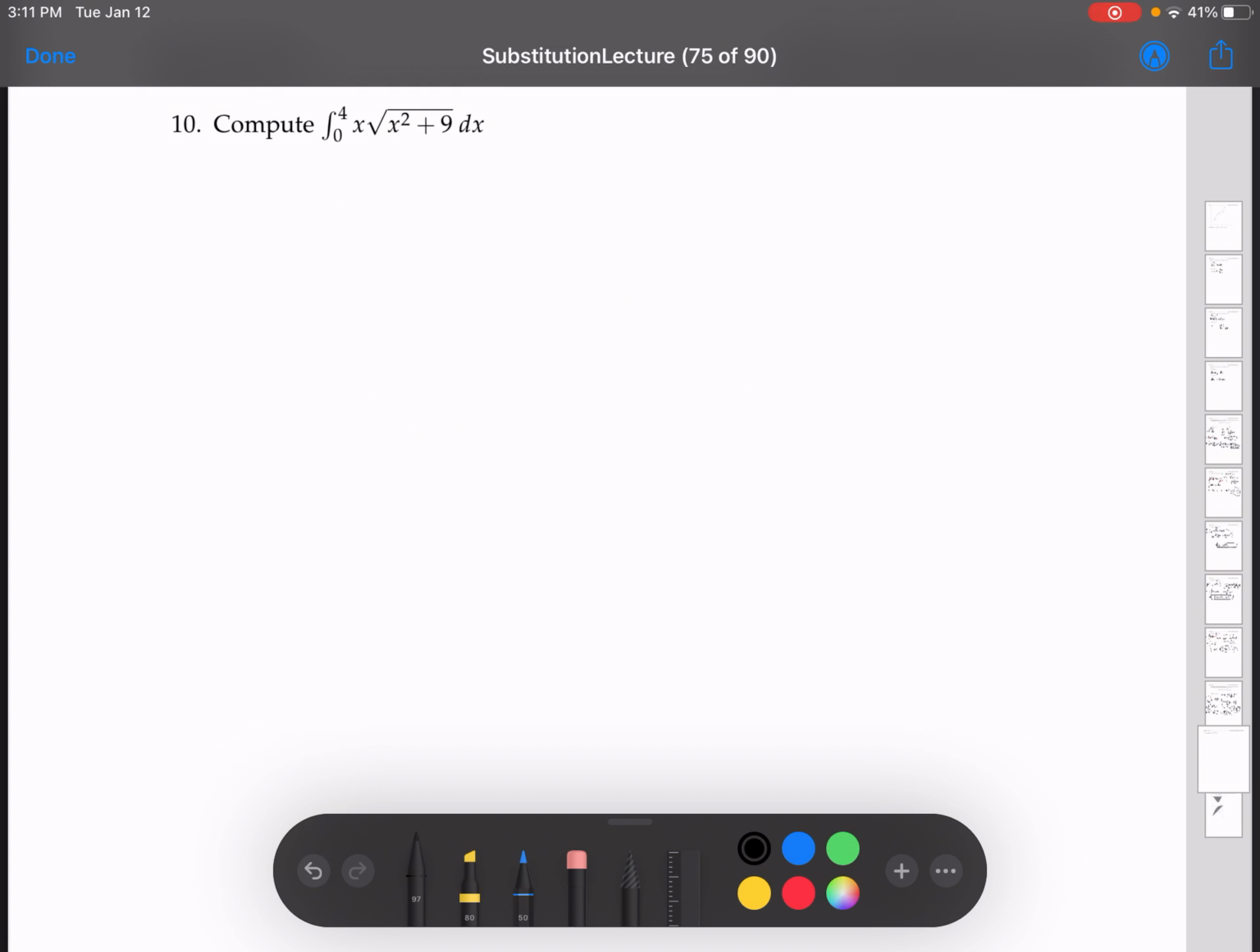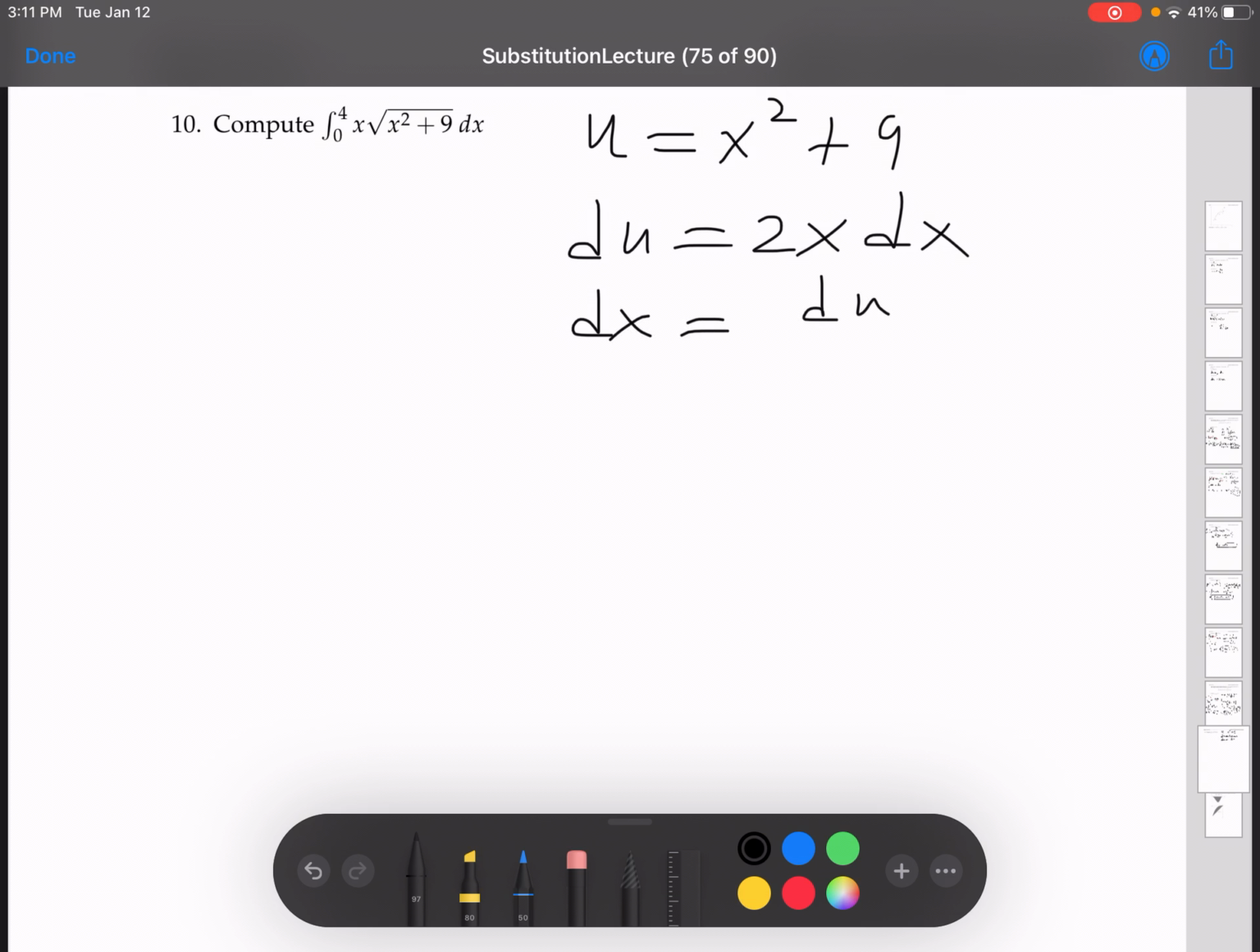All right, more definite integral substitution problems. Now look here. See that x squared plus 9? The derivative of x squared plus 9 is 2x, and we see almost a 2x there. We just have an x. So that tells me I want to make u into x squared plus 9. Then du is 2x dx. dx is du over 2x, and I'm going to evaluate the bounds.